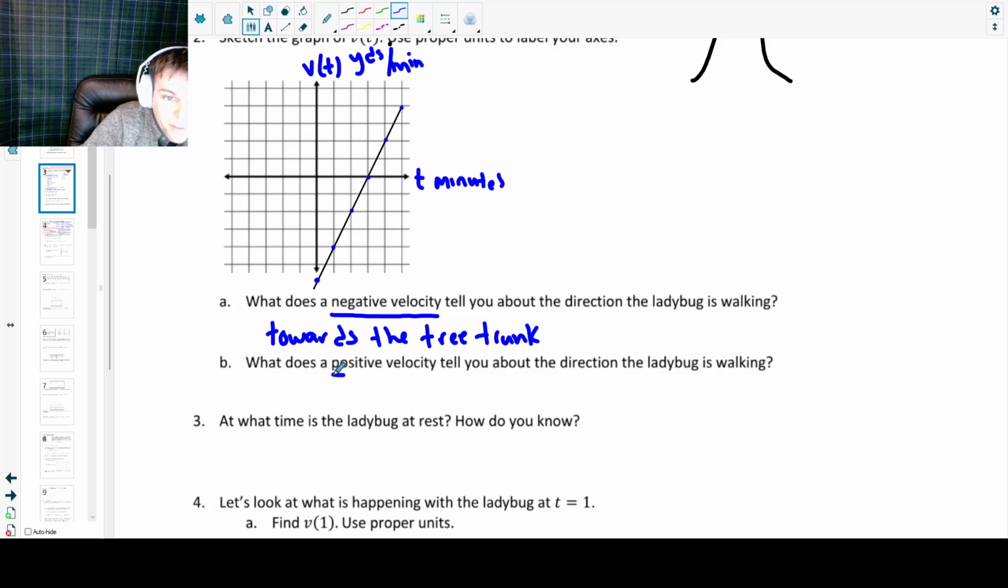Whereas a positive velocity indicates that the distance is getting greater. It's going from maybe 2 yards to 3 yards to 4 yards. It's getting greater. That's a positive velocity. That ladybug is walking away from the tree trunk.